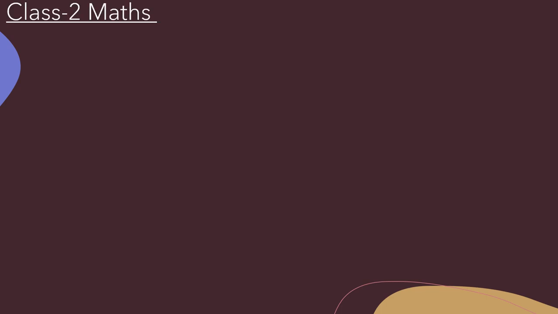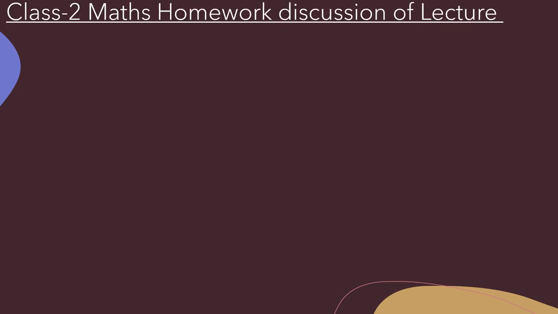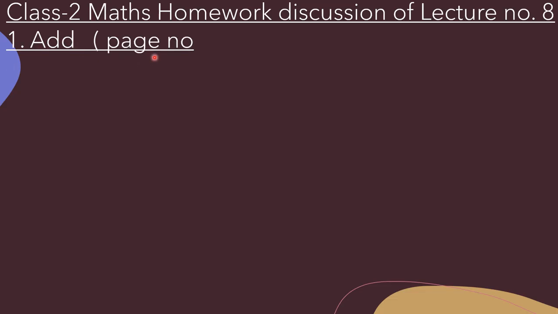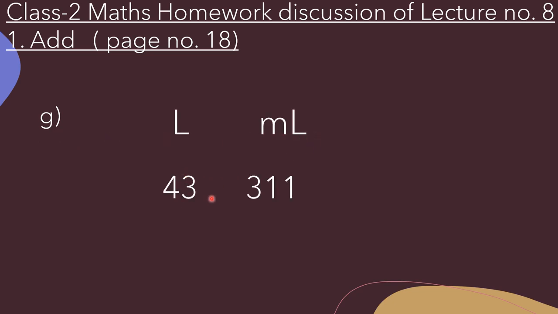Yes, beta. Now we will discuss homework solution of lecture number 8. I had given you sums of addition and subtraction. So let's start. Question number 1 at page number 18. G part. Liters and milliliters are given. 43 liters 311 milliliters and 38 liters 258 milliliters. Now we have to add both the numbers. So let's start from our right hand side.